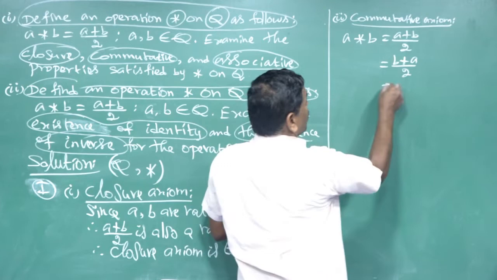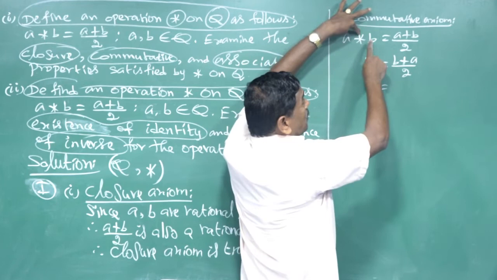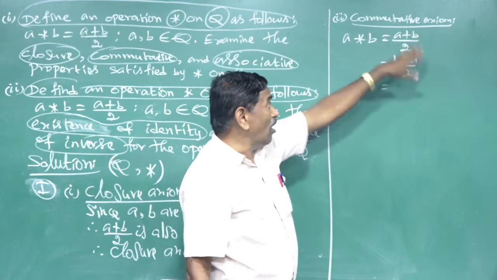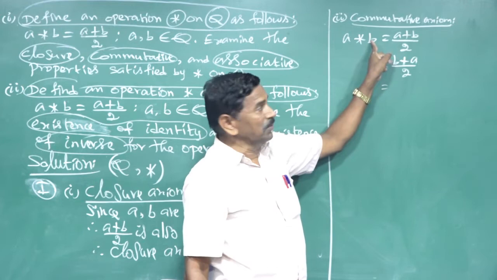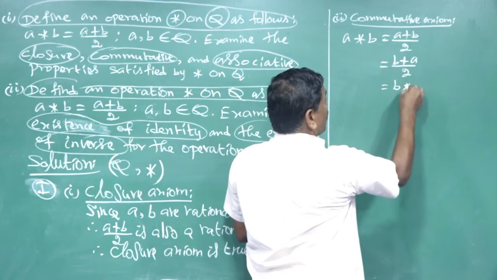Okay. Now, listen, the first condition is: star is defined between two elements, and its answer is given by first element plus second element by 2. Now, conversely, first element A means here first A. Second element B means here second B. Okay, that is a technique. Now I have first element B. First element B means B star, second element A, so B star A, that's all.